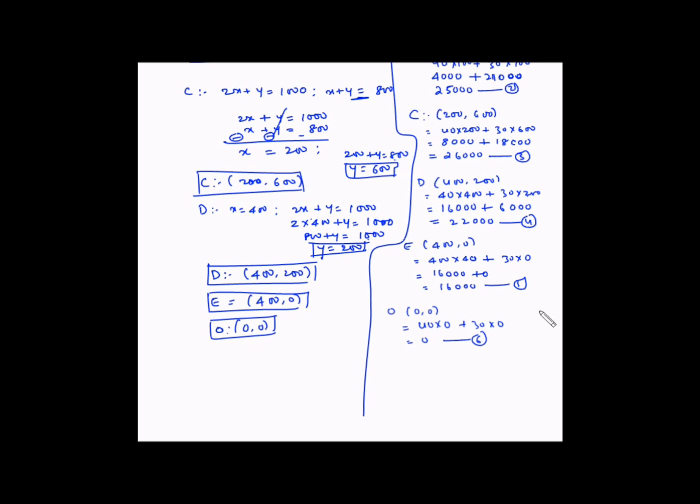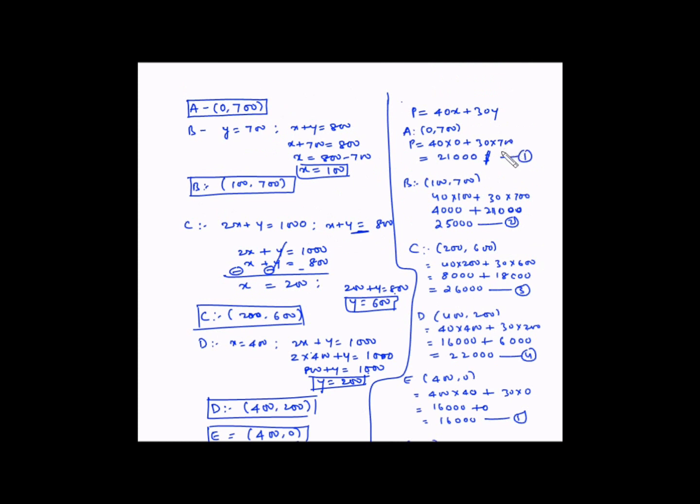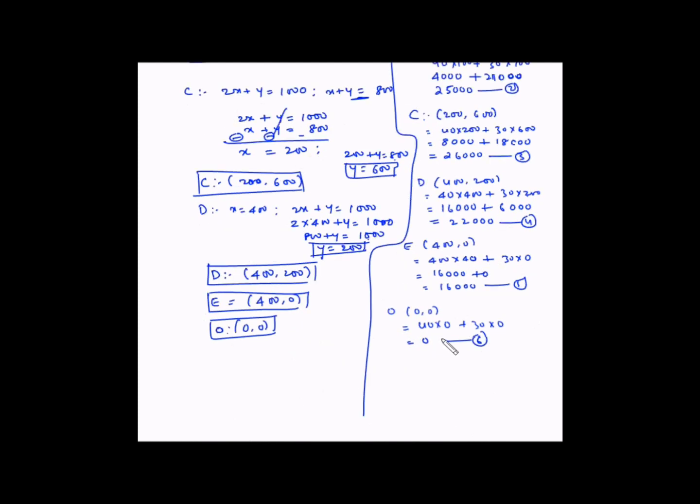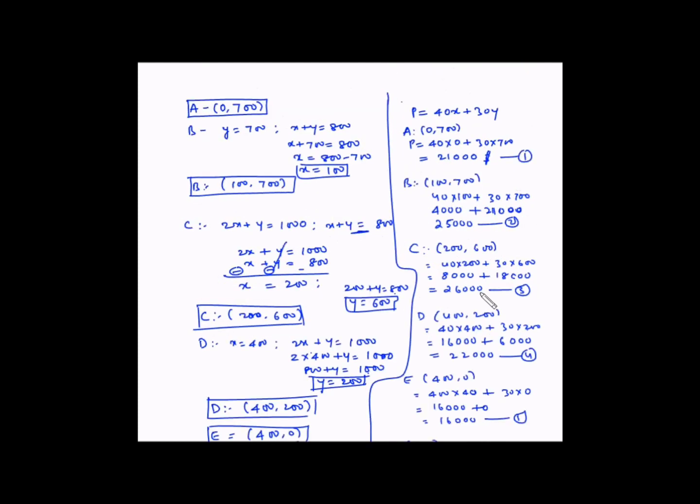So now we have the value of P for each of the coordinates. Let us now evaluate which coordinate gives us the maximum value of P. So A gives 21,000, B is $25,000, C is $26,000, D is $22,000, E is 16,000, and O is 0. So the value at the coordinates 200 and 600 is the maximum. So C is the point where we get the maximum profit.